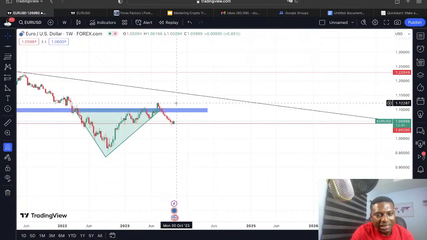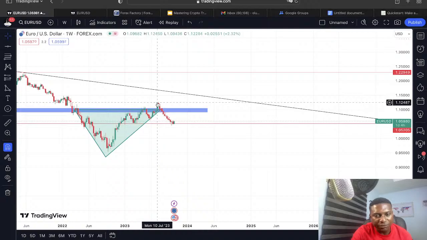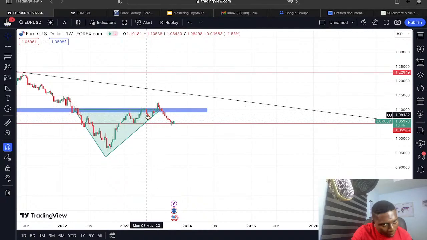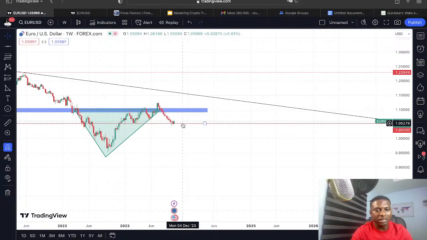Alright? But an ascending triangle that later failed. Okay? Now the ascending triangle has failed, and you see price broke downward, back to this general support level. Alright?